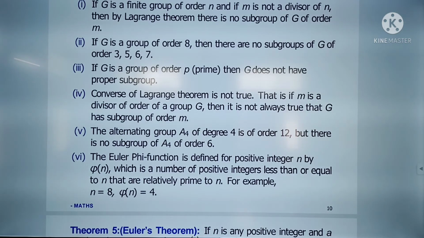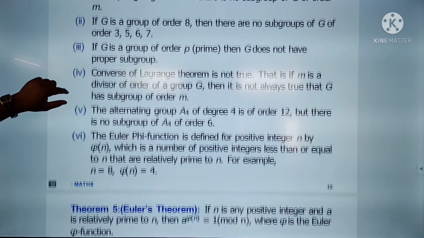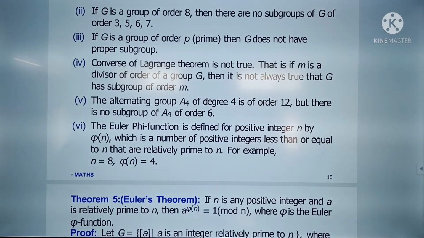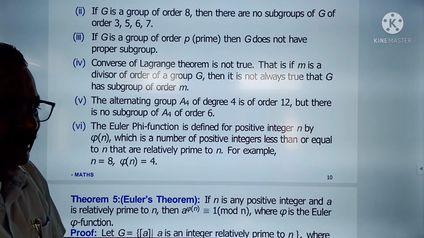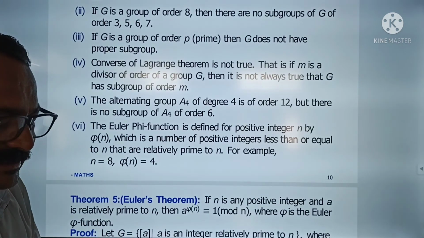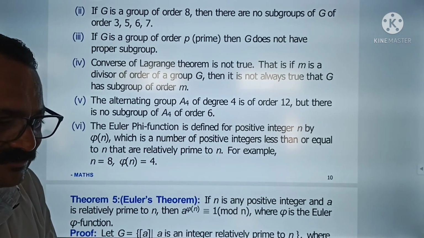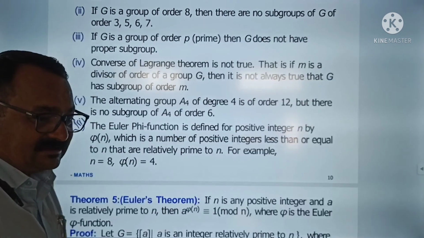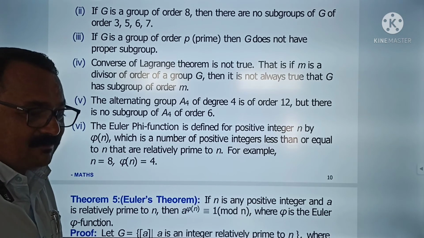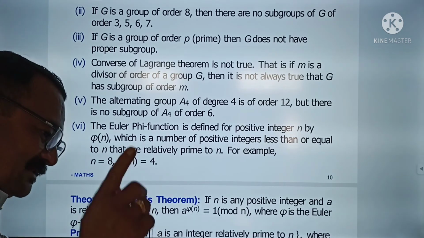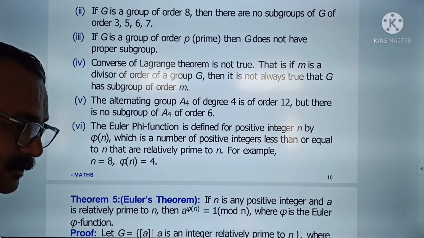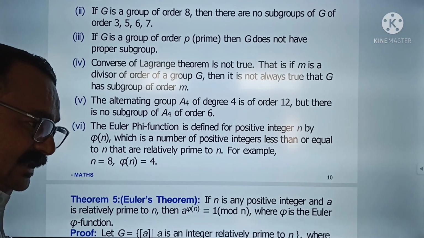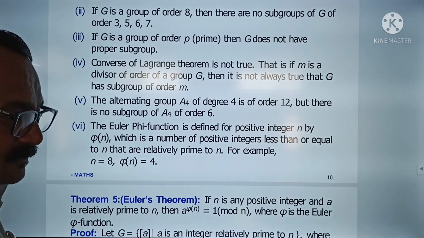Then G does not have a proper subgroup. Okay? The converse of Lagrange's theorem is not true. That is, if M is a divisor of the order, what does it mean? Suppose G is a group of order 6 and H is any set which contains 2 elements. We know 2 divides 6. It does not mean that H is a subgroup of G. First of all, that must be a group, and then it becomes a subgroup.